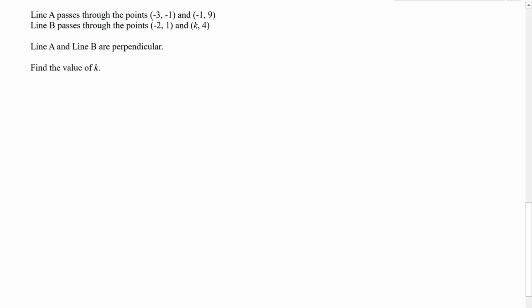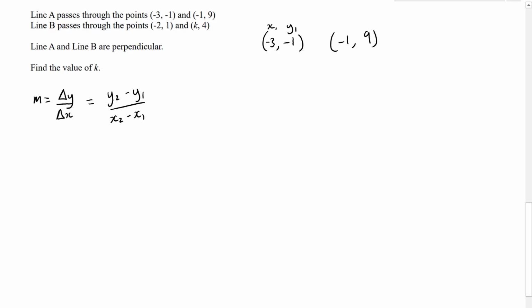So let's first find out what is the gradient of A. And to do that, we're going to say we know the gradient is the change in y divided by the change in x, which I'm going to write as y2 minus y1 over x2 minus x1. I'm going to label these, so I'm going to say that this minus 3, minus 1 is x1, y1, and that this minus 1, 9 is x2, y2. It doesn't really matter again which way around you do these, you're going to end up with the same answer anyway, but I've just chosen this one arbitrarily.